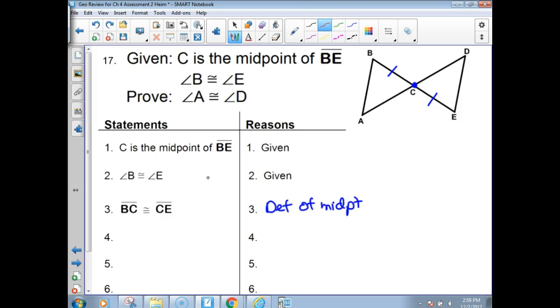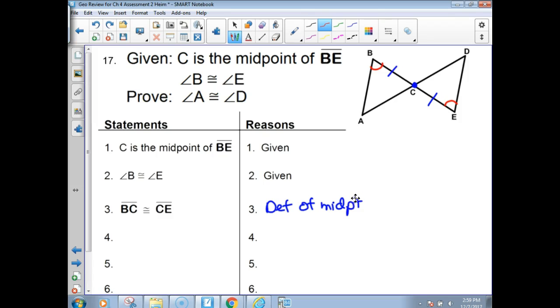Okay, now I go back and I say, angle B is congruent to angle E. That was another given. So I need to mark it on my picture. Angle B congruent to angle E. All right, I'm out of the givens. You can't assume that C was the midpoint of the other segment. You can't do that, so don't do that. What can I do by looking at the diagram?